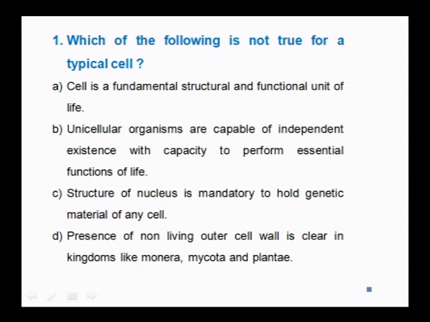So out of the four options, the statement which is not true is statement C. Structure of nucleus is not mandatory, or it is not a compulsory structure to hold the genetic material, because nuclear structure is visible only in eukaryotic cells. Further, if you consider prokaryotic cells, their genetic material just lies free in the cytoplasm in the form of nucleoid. So, answer is C.